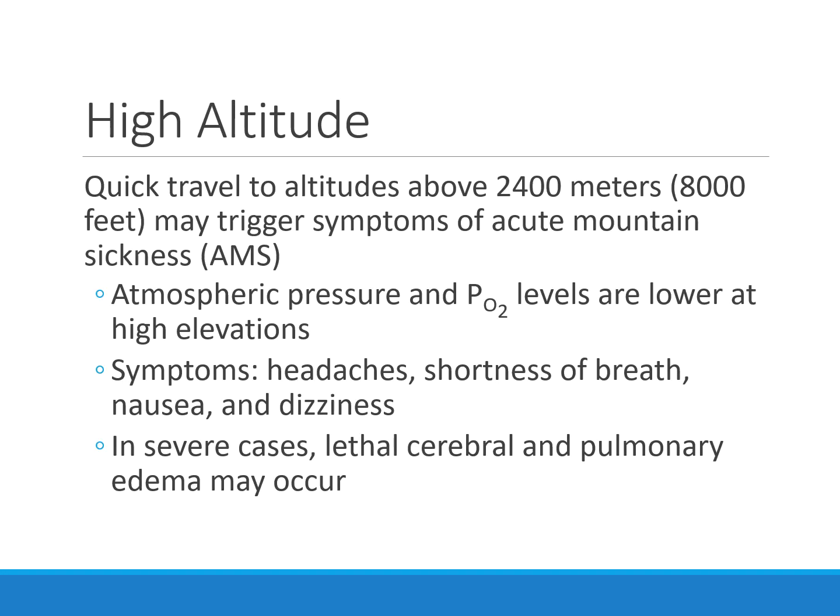What about high altitude? Quick travel to altitudes above 8,000 feet may trigger symptoms of acute mountain sickness, or AMS. Atmospheric pressure and partial pressure of oxygen levels are lower at higher elevations. The symptoms of this are headache, shortness of breath, nausea, and dizziness, and in severe cases, lethal cerebral and pulmonary edema can occur. So this is especially bad for us flatlanders, the people that live at low elevations like we do. When we go to high elevations, we can suffer from this a lot quicker than somebody who, for instance, always lives at a higher elevation.